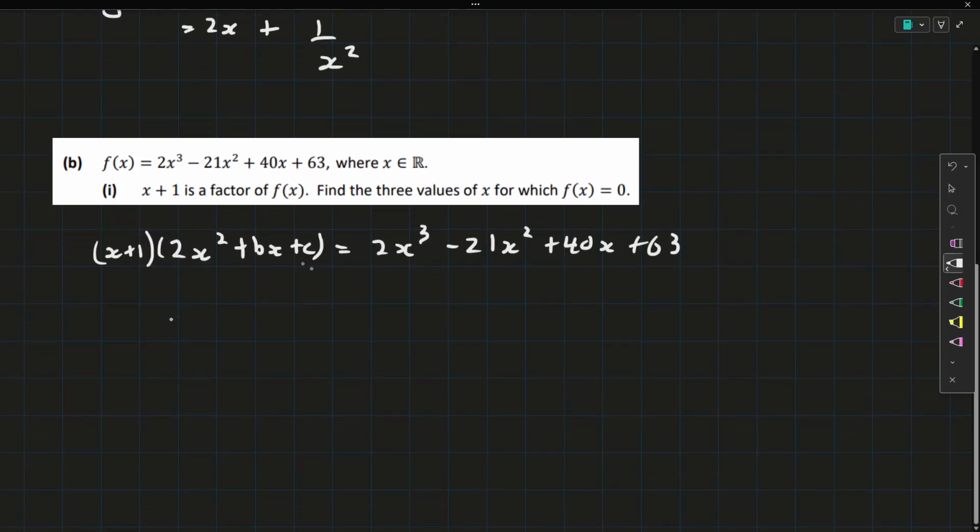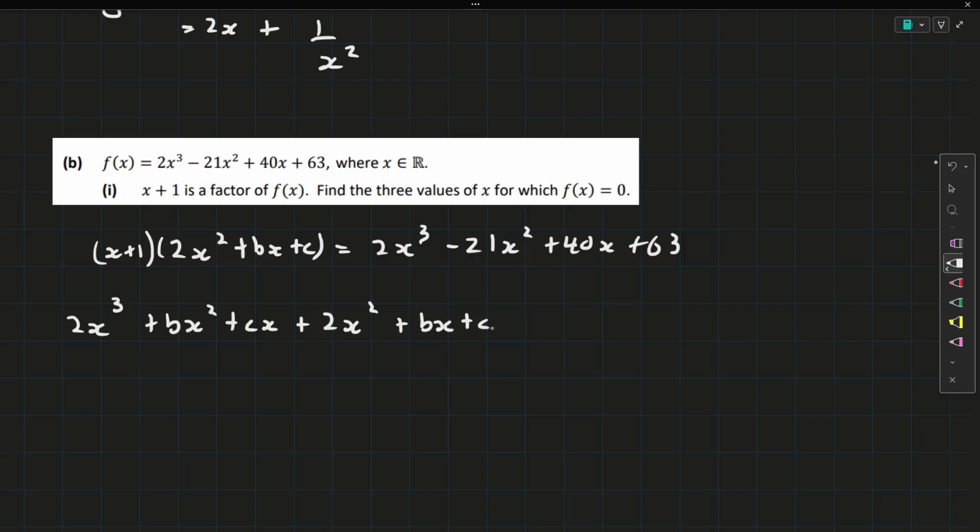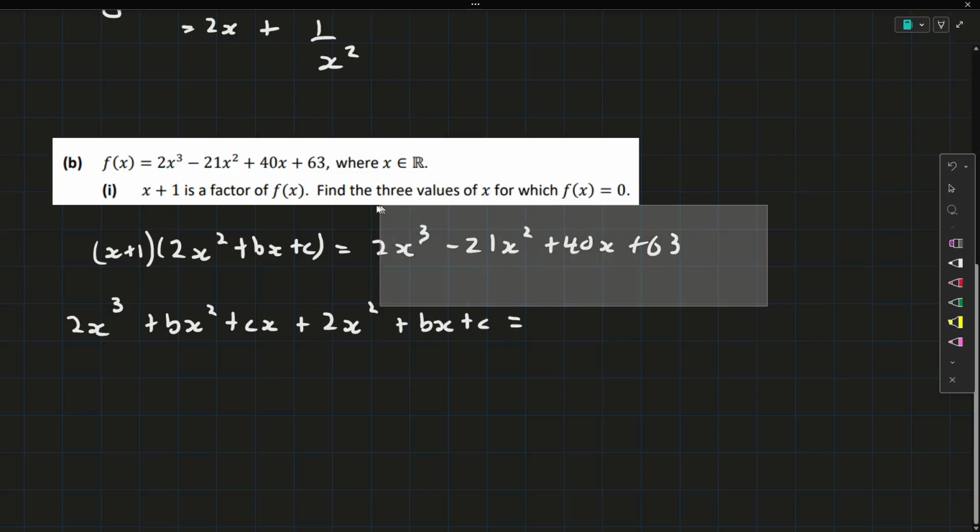If you didn't spot that, it's fine if you just multiply it all out. You'll get the same answer. It's just that this is kind of speeding things up. Then we can multiply out the left side. We'll get 2x cubed, as we wanted. Then we'll have plus bx squared plus cx plus 2x squared. So now we're multiplying the 1 in, plus bx plus c. And that's going to be equal to this stuff.